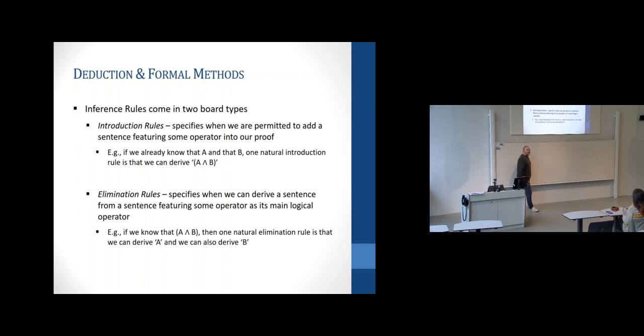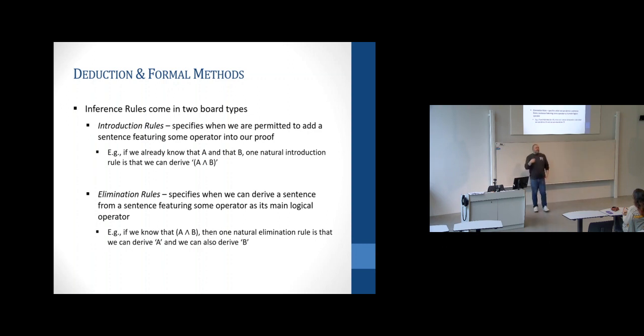There are introduction rules. Introduction rules allow you to introduce a sentence featuring some operator. So an easy introduction rule is if you already have derived the sentence A and already derived the sentence B, then you can take those two, slap them together with a conjunction, and derive A conjunction B. So the introduction rule would be the rule that tells you you can introduce the sentence featuring the conjunction. That's conjunction introduction.